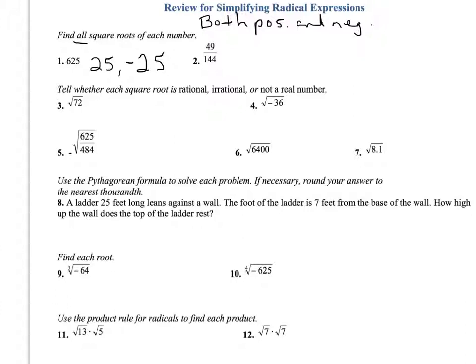Now, when you look at 2, it's a fraction, but that's not a problem. We just look at the numerator separately and the denominator separately. What number would you square to get 49? It would have to be 7. That's our numerator. What number would you square to get 144? That would have to be 12.